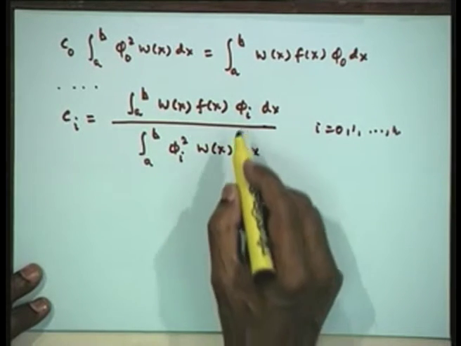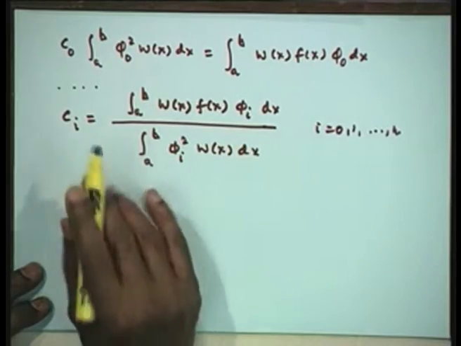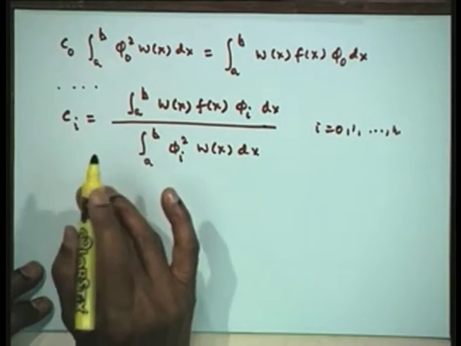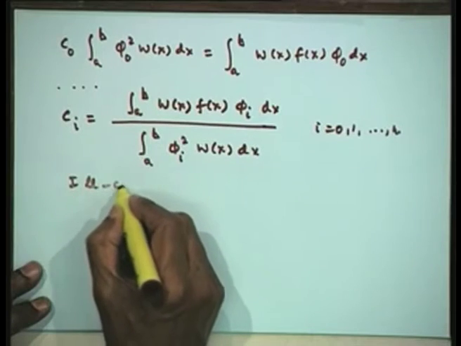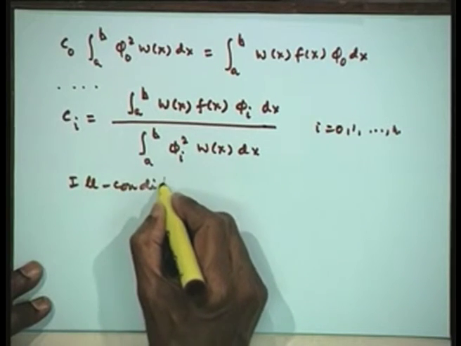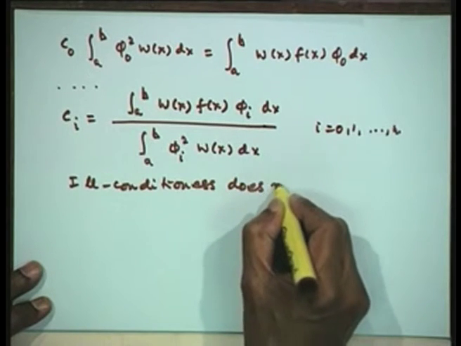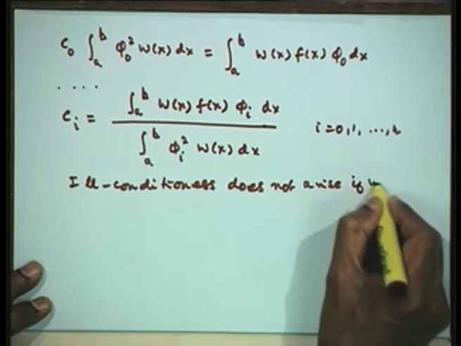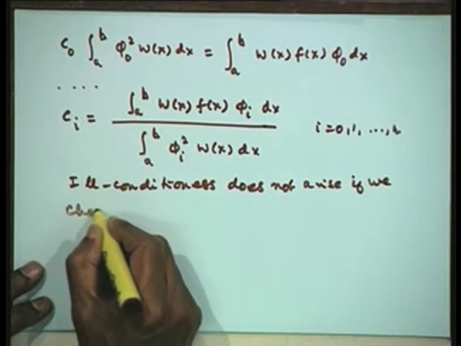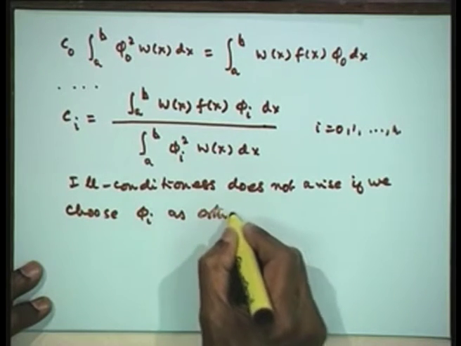Therefore, here it is just simply evaluating the integrals, and then the ratio of these integrals will immediately give you the value of C i, and hence ill conditionedness does not arise here if we choose phi i as orthogonal polynomials.